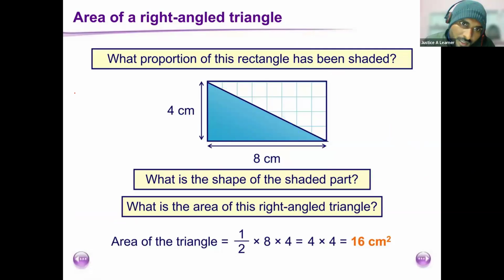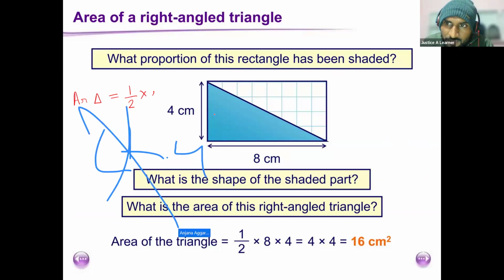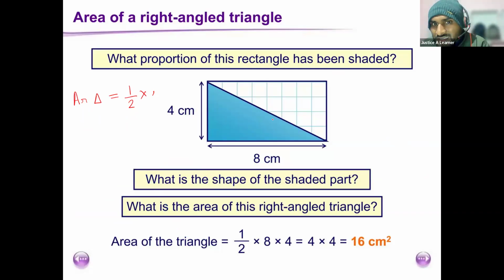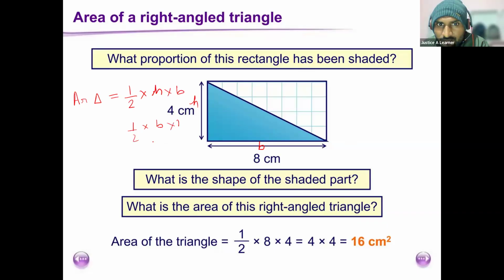Area of triangle is equal to half into length times width. But now we have to change this, because in a triangle we call it height and base. So shall we call length as base and width as height? Yes. Width as height and length as base. Base into height, or height into base, we can also write it either way, no problem.